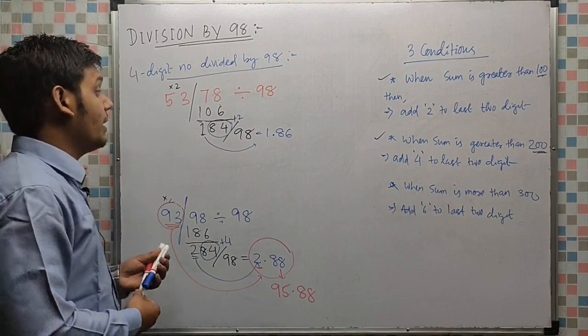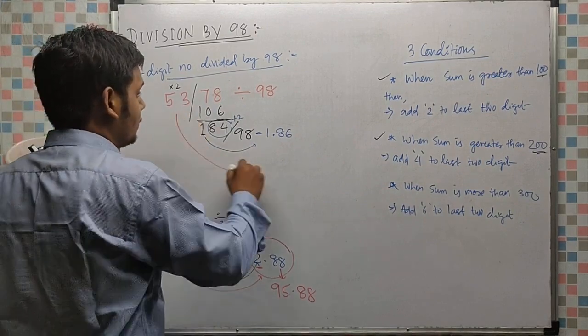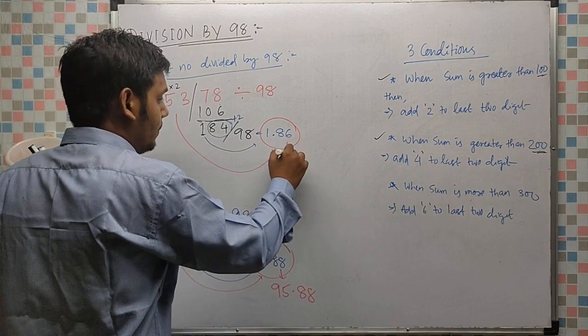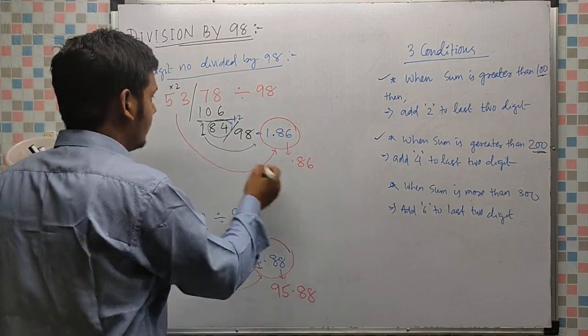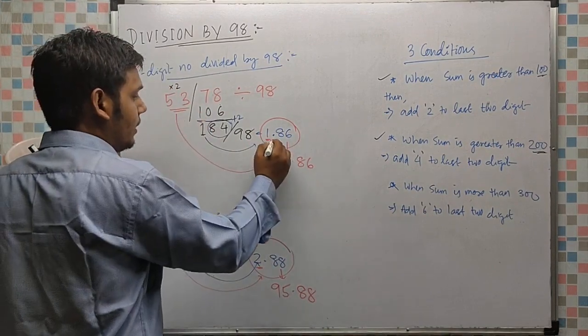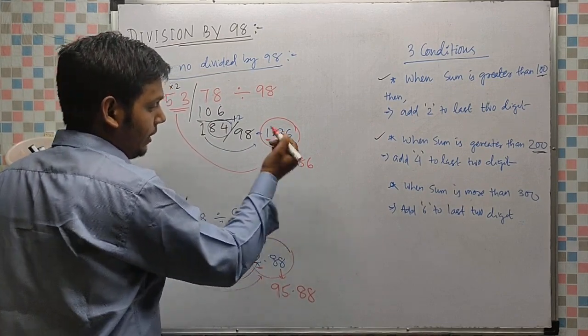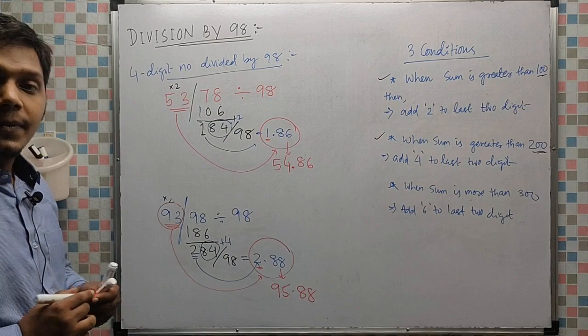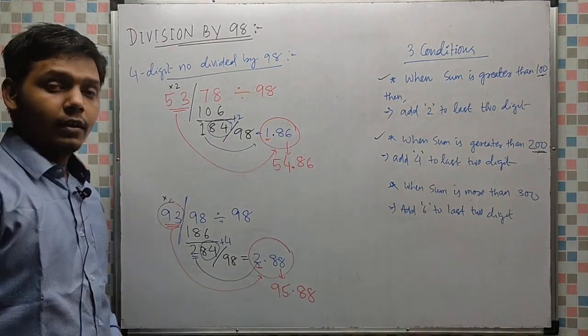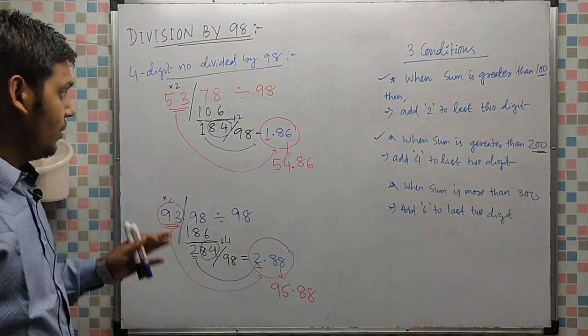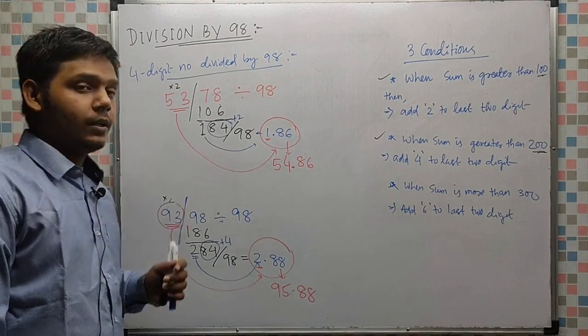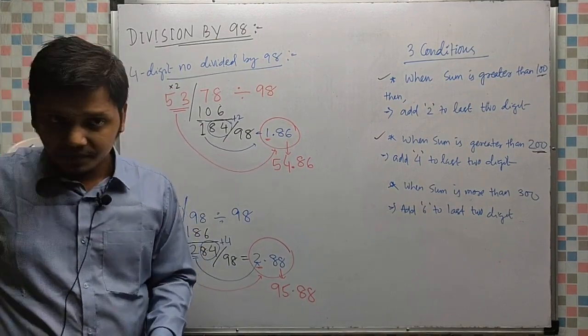Now what I have to do? I have to add this 2. Simply 0.86 you have to write. Then 53 plus 1, that is 54. So 54.86, this is the answer. So you can get a value like this if 4 digit numbers are divided by 98.